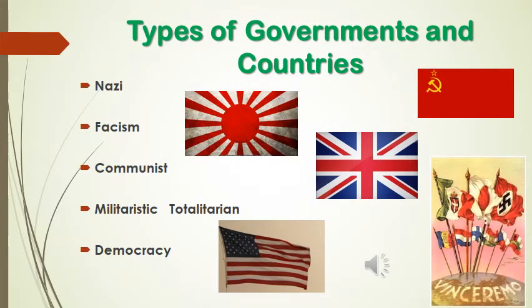One of the important aspects of World War II are the types of governments and the countries that use these. Take a look at each of these governments and try and remember which countries, and you have a hint of flags, which one fits each individual type of government: Nazi, fascism, communism, militaristic, or democracy.